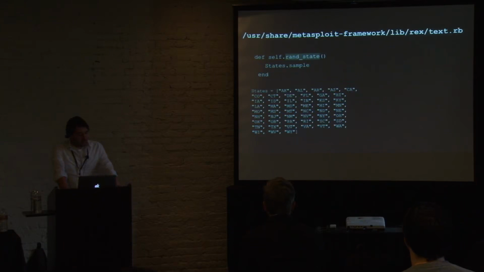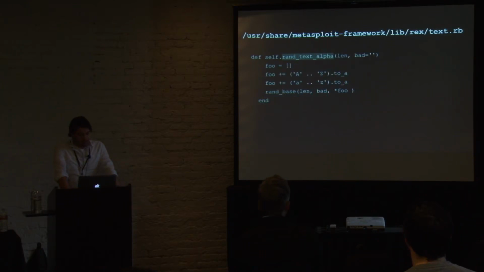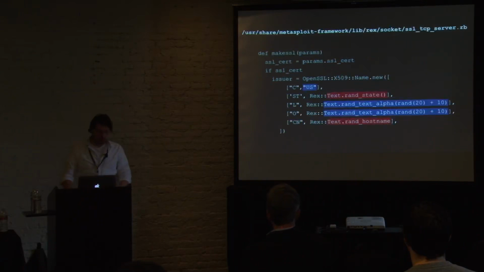And for random state, it just has a list of all the US states, and I guess it just picks one at random. Then I was wondering, what is random text alpha? And here's the code for that. It's just uppercase characters and lowercase characters. So that's how the code works.